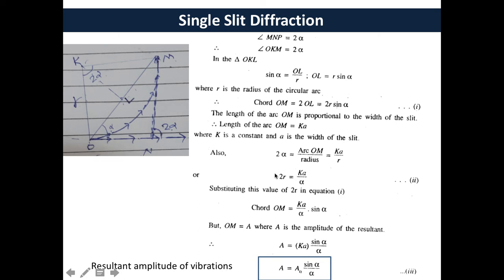Now this 2R, we will put into equation 1. So chord OM is equal to Ka upon alpha times sine alpha.